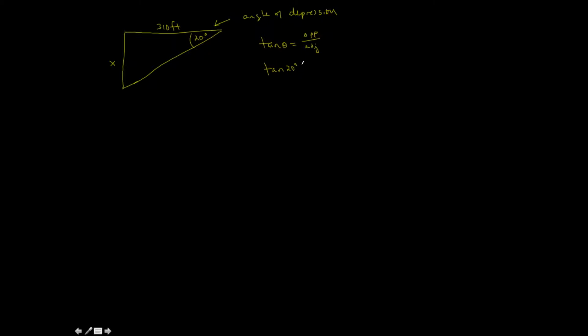So make sure your calculator is set in degrees. Our opposite side is x, and our adjacent side is 310. So x equals 310 times the tangent of 20 degrees. And so when you multiply that out, you should get 110 feet for the depth. So that's one way of seeing this in application, the mine shaft problem.